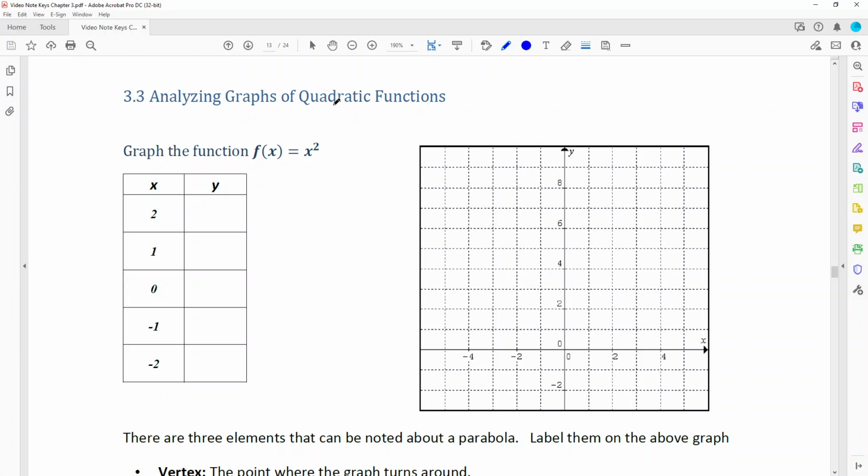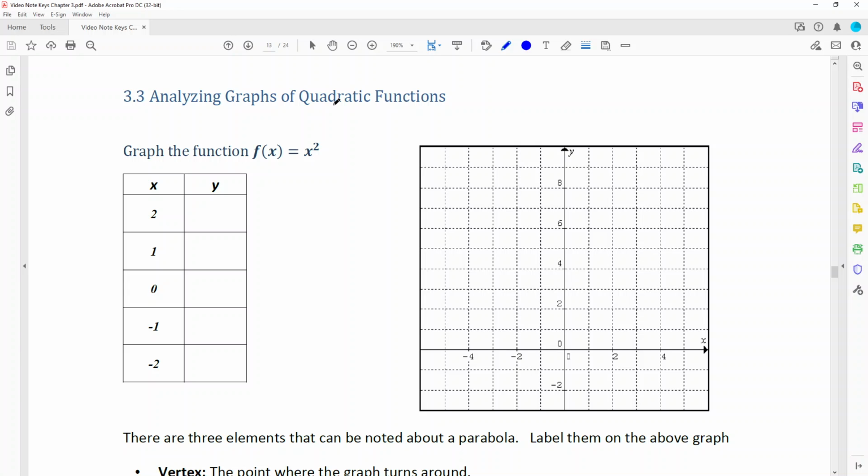All right, so now we get to start 3.3. We're going to move on from finding the zeros of a quadratic function to analyzing the graphs of quadratic functions. You know how we've looked at whether you can have two, one, or two different imaginary roots? Now we're going to look at the pictures of these graphs.